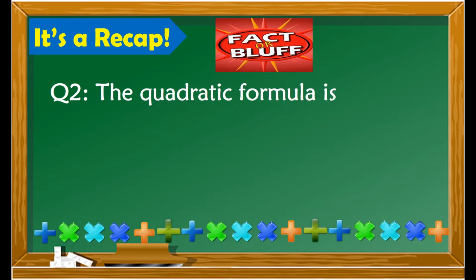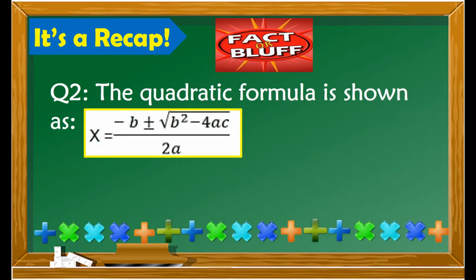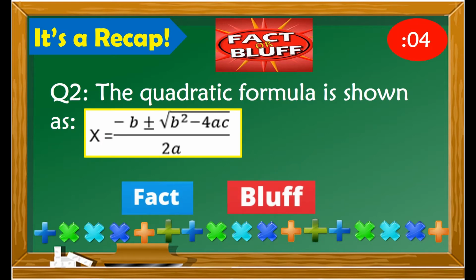Let's have question number 2. The quadratic formula is shown as x is equal to negative b plus or minus the square root of b squared minus 4ac all over 2a. Is it a fact or a bluff? Go! Okay, time's up. Your answer is fact. Correct. Very good, guys. So if that is fact, meaning that is really the quadratic formula, and you have to remember it all the time, okay?